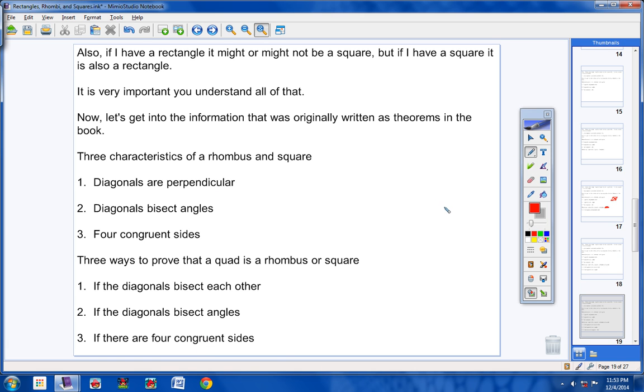Now it might be a square, but you know for sure that it's a rhombus. So if I give you a quadrilateral and it has 4 congruent sides, you know right away you have a rhombus. Okay? Alright, moving on. We're almost done, guys. This is a very short video.